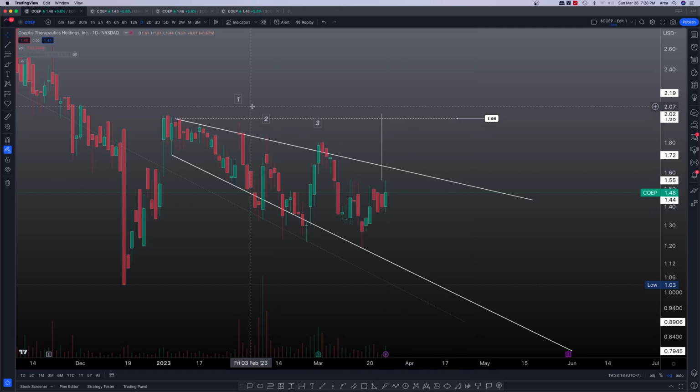Okay, so I just want to show you this. The golden rule of three: 1, 2, 3 tests of the resistance from this broadening descending wedge. Usually the third test, following the third test actually, is a capitulation event, which happened, right? We came right back down to the trend line and we tested the support level. And now we are actually continuing on to the upside.